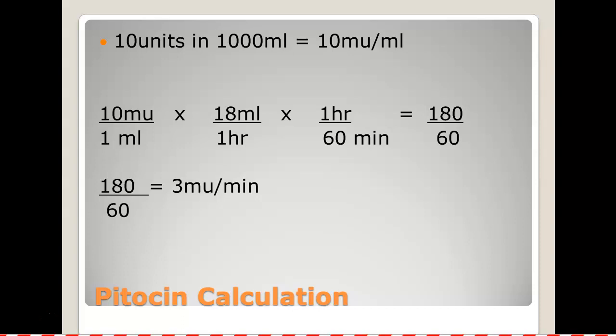So we're going to look back at this. We take the 10 milliunits over the 1 milliliter, multiply it by the 18 milliliters over the 1 hour, and multiply that by the time conversion of 1 hour over 60 minutes, which gives you 180 over 60. When you divide that, your answer is 3 milliunits a minute. So we know that when this mom with 10 units of Pitocin in a bag of 1,000 milliliters has her pump set at 18 milliliters an hour, she's actually receiving 3 milliunits of Pitocin every minute.